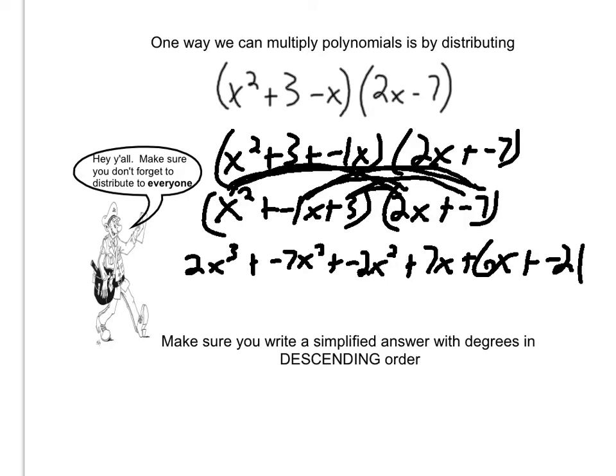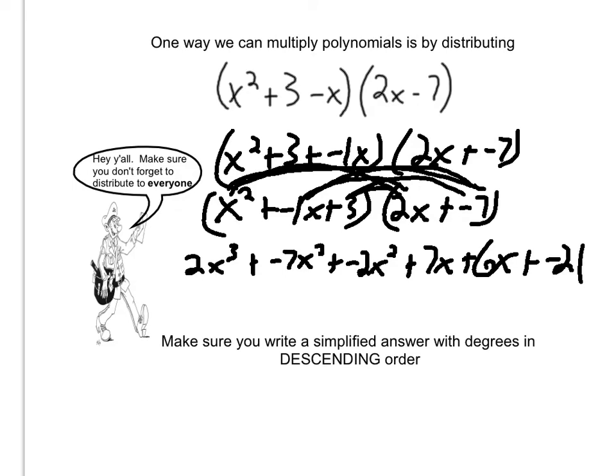Okay, so again, we're just distributing each one of these to the other terms in the other polynomial. So x squared times 2x, x squared times negative 7. Negative 1x times 2x, negative 1x times negative 7, and 3 times 2x, and 3 times negative 7. And it helps to have these in descending order, because now we can look and we have like terms right by each other. So we don't have to sort through this whole mess of stuff to find our like terms.